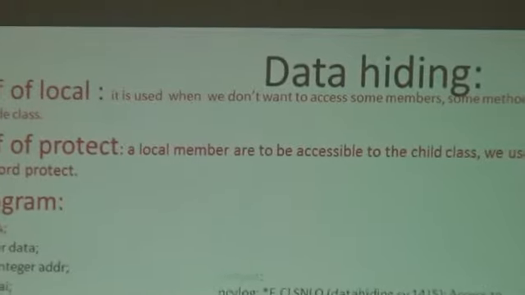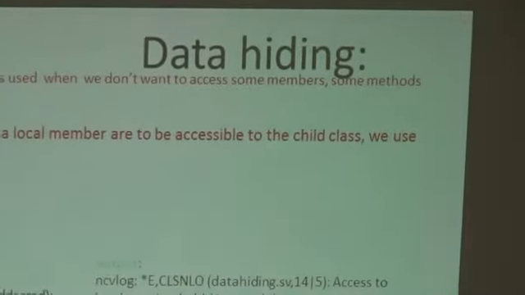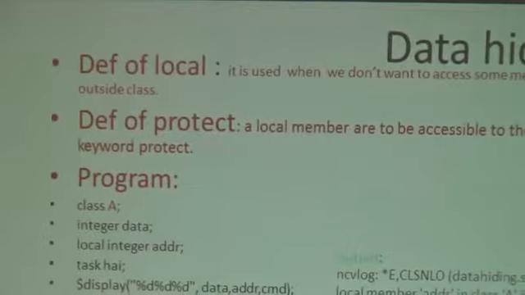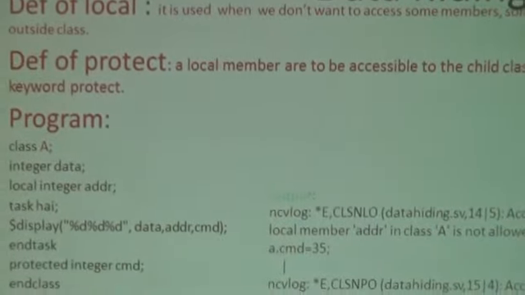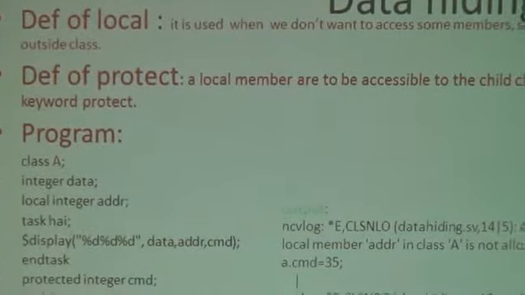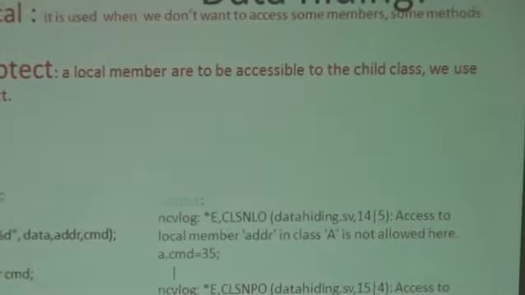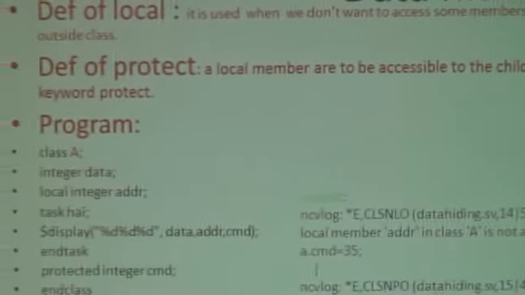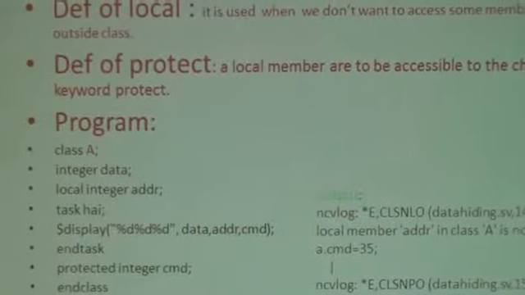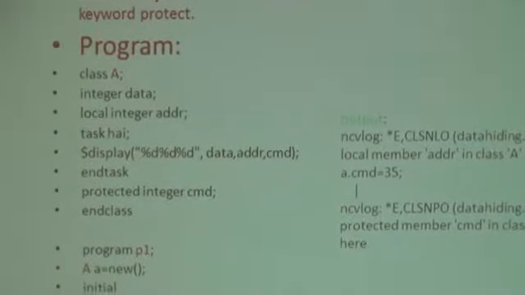Definition of local: it is used when we don't want to access class members or class methods outside of the class. But protected is itself a local member. That means it cannot be accessed outside the class, but it can be accessed in the child class. That means outside of the child class we cannot access it. That's why we use the keyword protected.